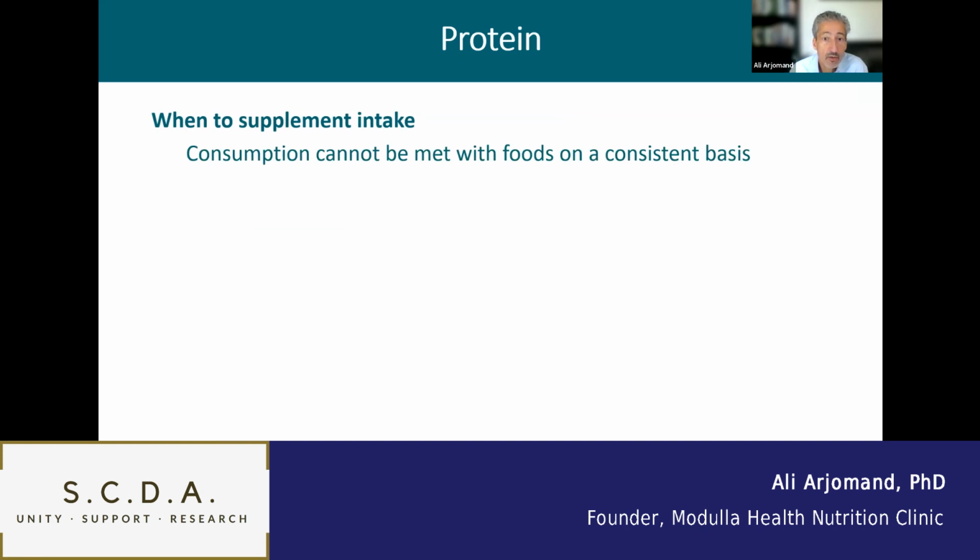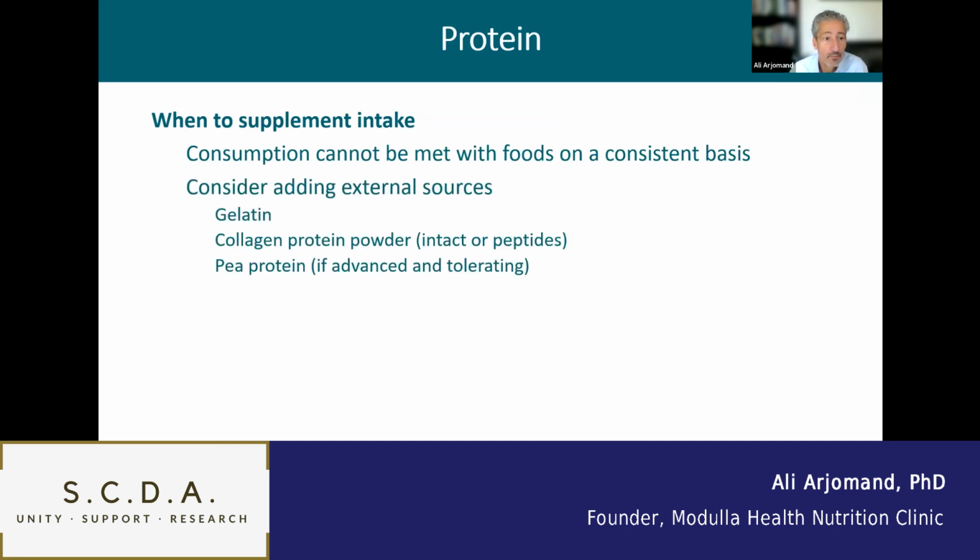When you cannot consume it through food, my recommendation is to get it from these external sources. Gelatin, we already know, is part of SCD. People have come up with ways to introduce beef gelatin. It's usually the source, and it easily adds 20 grams, let's say, per day of protein. Nowadays, you can just buy powdered collagen as intact collagen or collagen peptides.